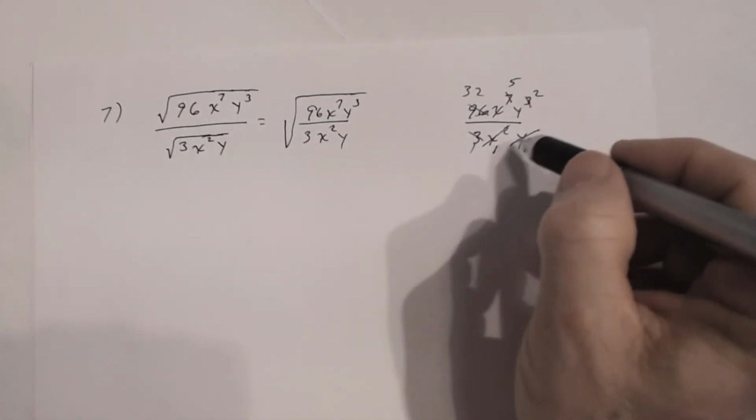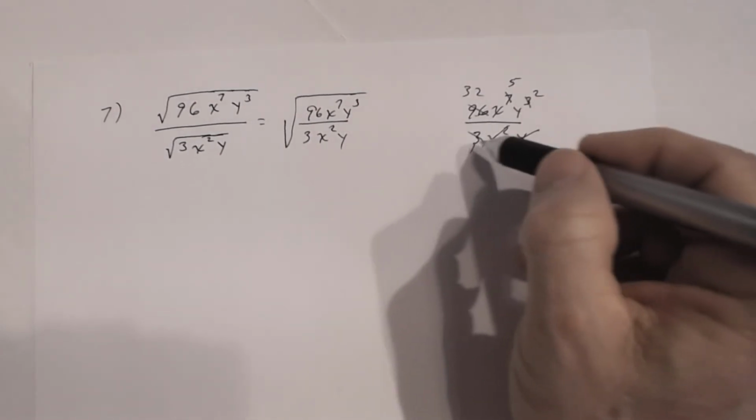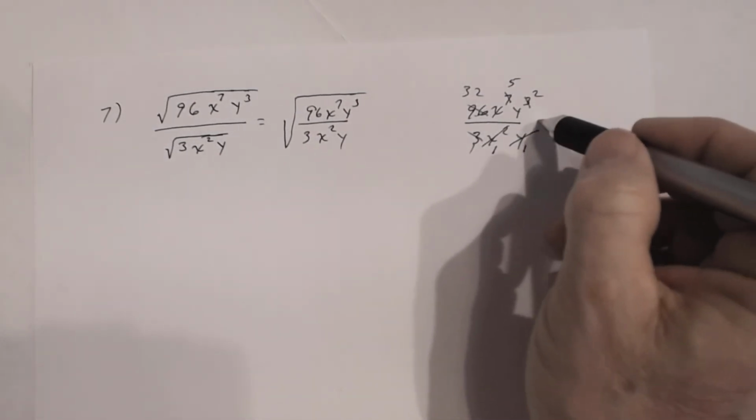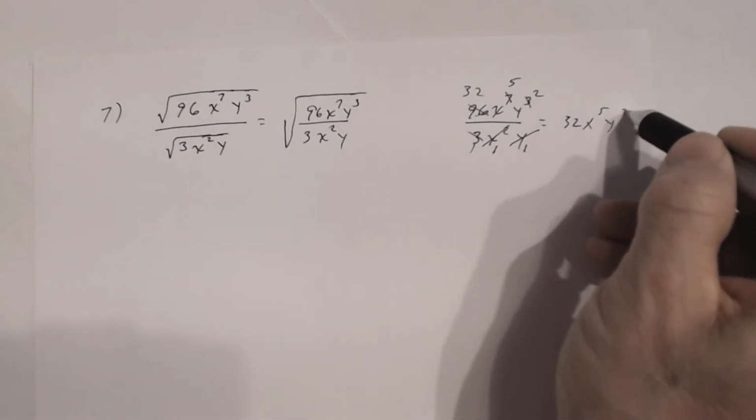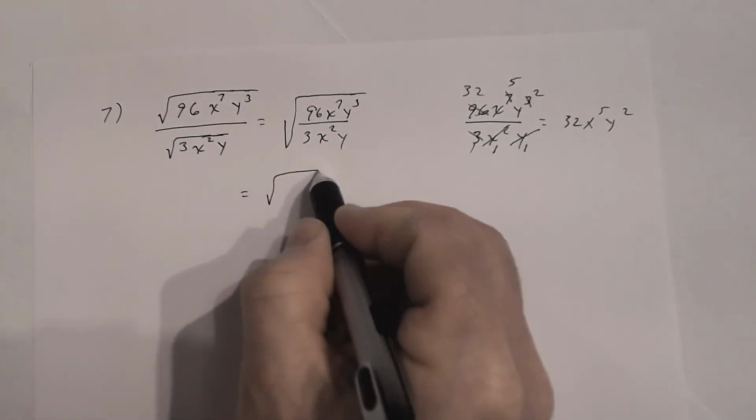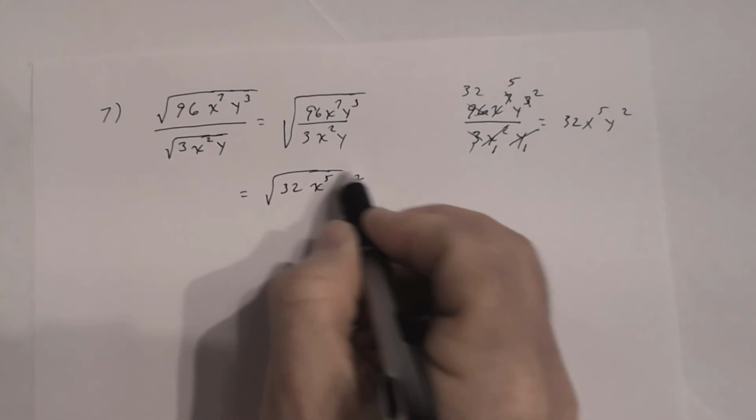And so therefore, remember, look at the denominator. The denominator is 1. 1 times 1 times 1 is 1. So all you're left with is the numerator. So it'll be 32 x to the 5th y squared. Okay? So I get this now. I get the square root of 32 x to the 5th y squared.